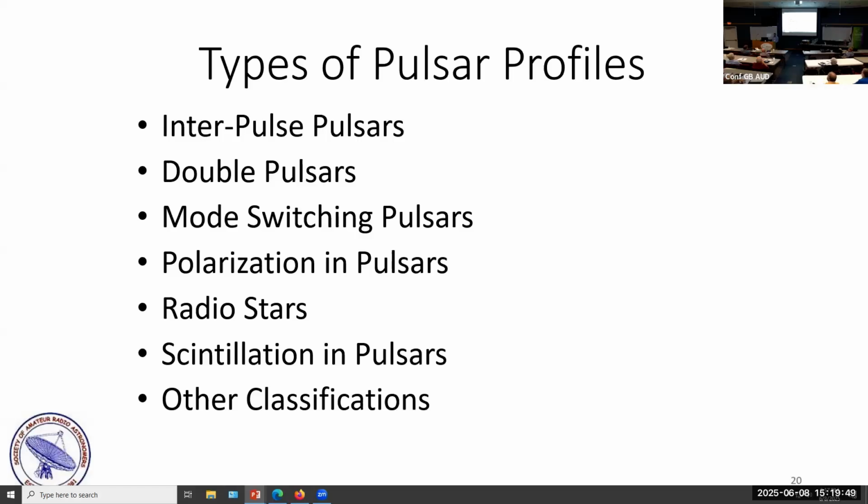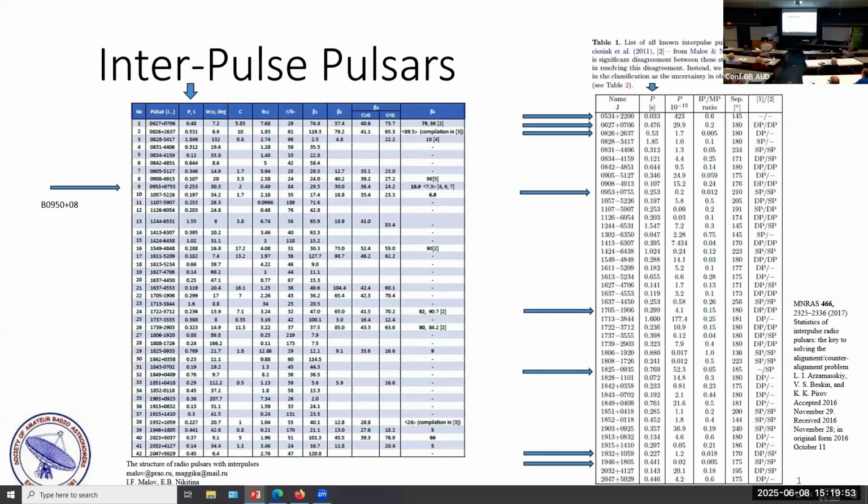And you want to see some passes. Let's keep those in mind. So let's start off with the interpulse pulsars.